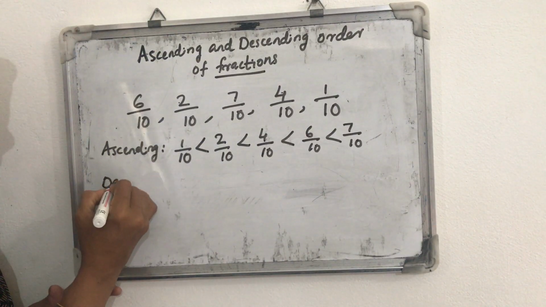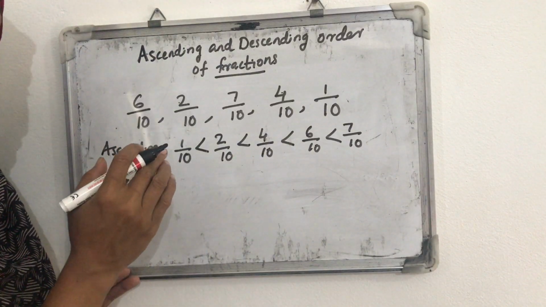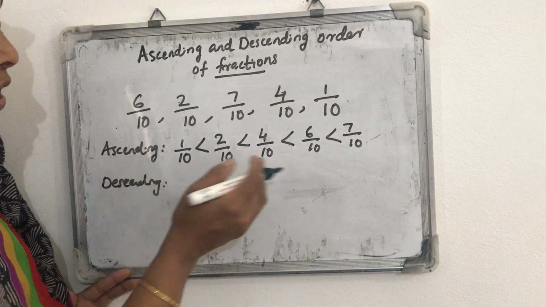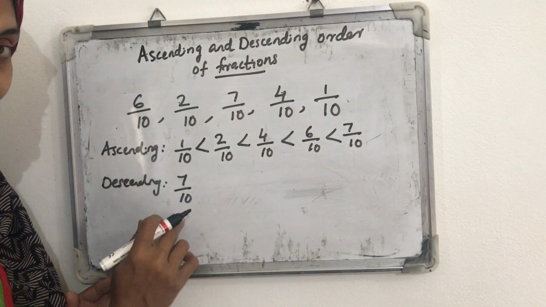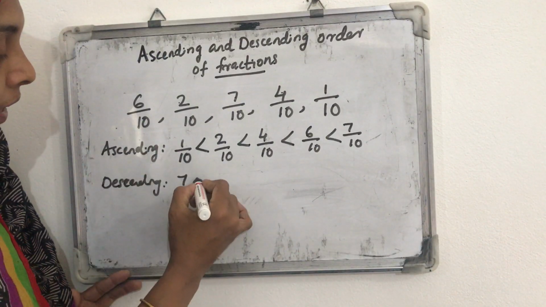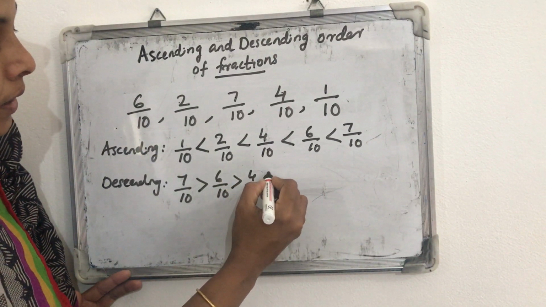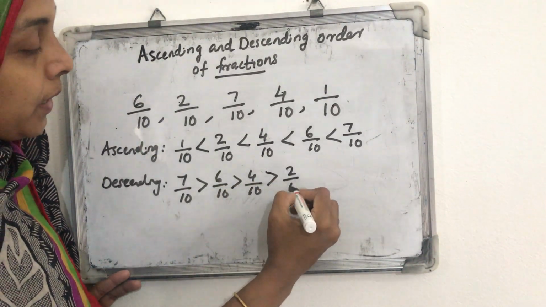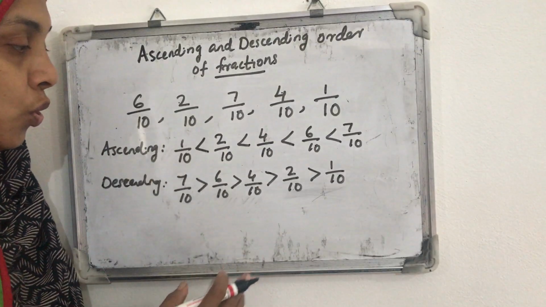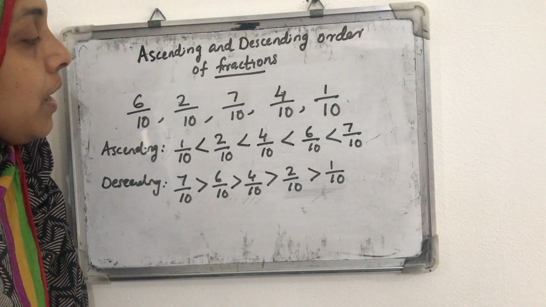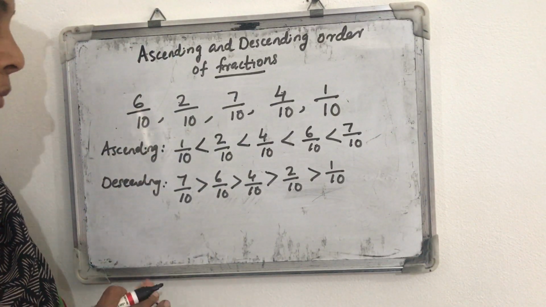Then the same fractions we can write in descending order also. In this case, first we write the biggest fraction. So it is very easy. We only want to reverse this order. First we write 7 by 10, the biggest fraction, greater than 6 by 10, greater than 4 by 10, greater than 2 by 10, greater than 1 by 10. Okay, so in this way we can very easily arrange the numbers in both ascending and descending order. One more question you need?